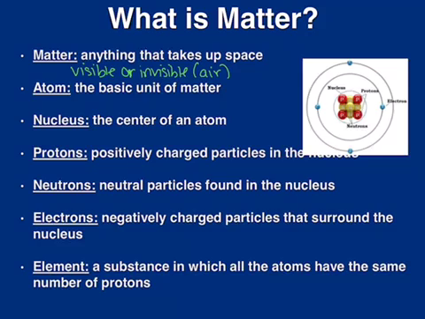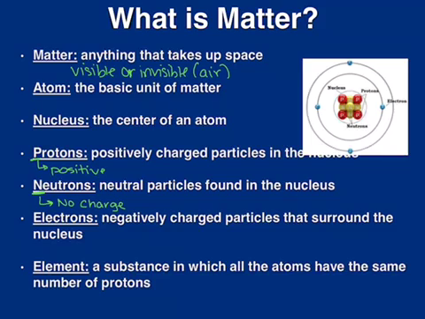The basic unit of matter is an atom. I think we've talked about this before, but the atom has a nucleus, which is the center of the atom. Protons and neutrons are found in the nucleus. Protons have a positive charge, P for positive, and neutrons have a neutral charge, or no charge.